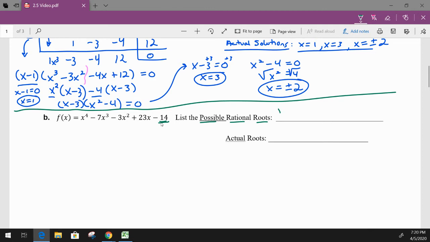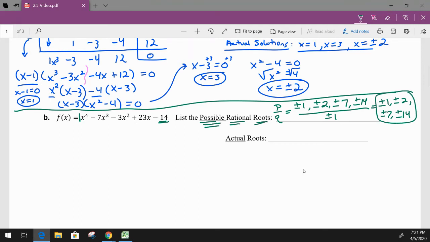So again, I would probably start this out with saying p over q, where p is the factors of my constant: positive and negative 1, don't forget 1 is always a factor of everything, positive and negative 2, positive and negative 7, and positive and negative 14. Divided by q, which represents the factors of my leading coefficient. My leading coefficient is 1, and the factors of 1 are just positive and negative 1. So if I divide each of these by positive and negative 1, I'll still get the same 8 numbers: positive and negative 1, 2, 7, and 14. So these are my possible rational roots, but they are not all going to be solutions.